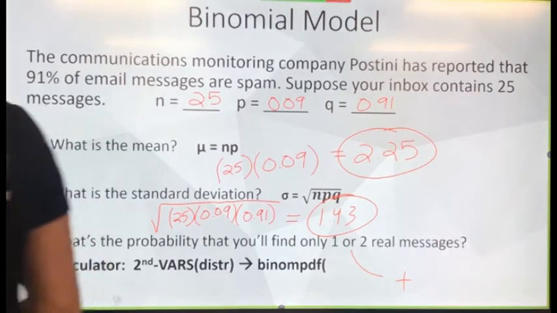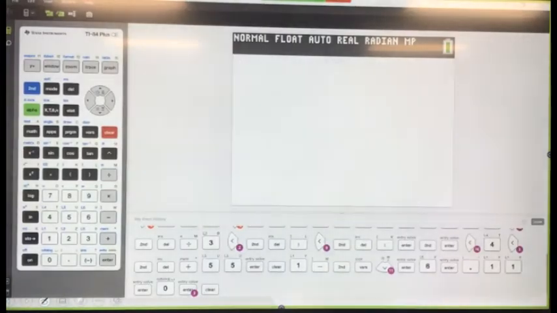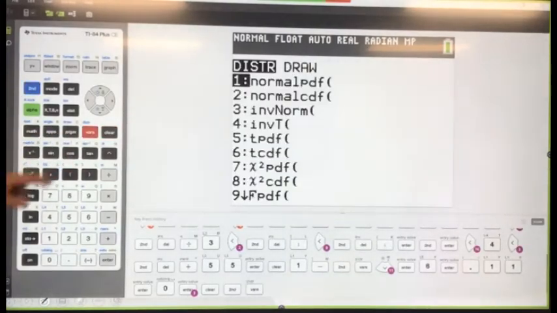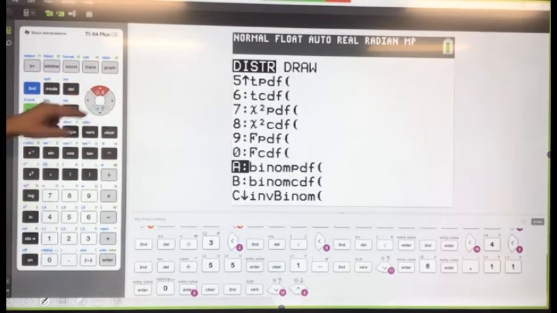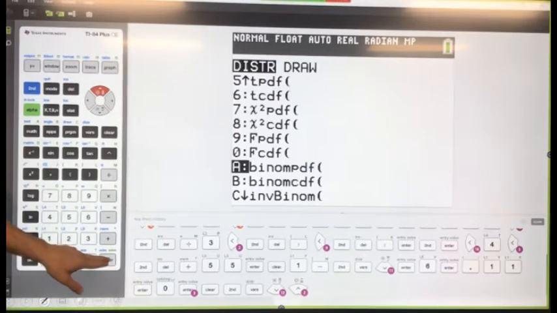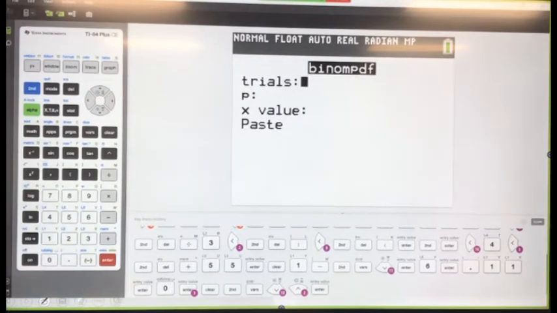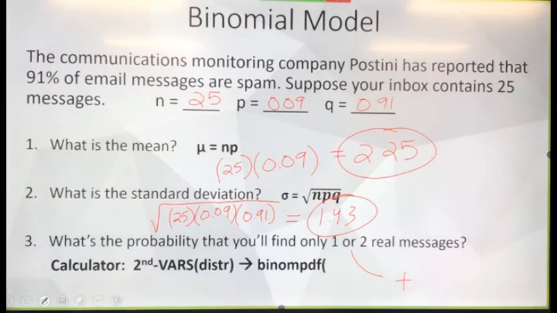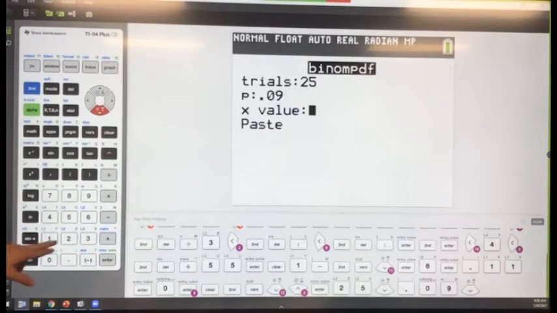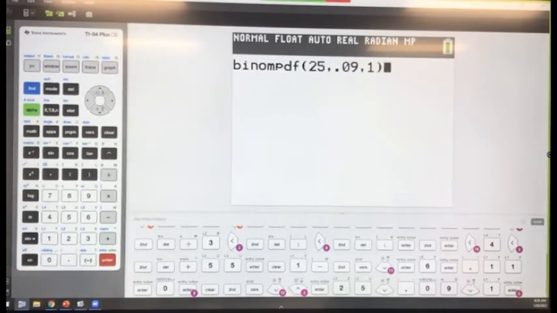So let me bring my calculator up. Second vars, distribution, go all the way down to binomial PDF, hit enter. Trials, how many trials do I have? 25. p, what is my probability of success? 0.09. And what would you put for your x value? 1. I'm going to put 1 for now. And paste. And enter. That is my probability for 1 message out of my 25 messages.